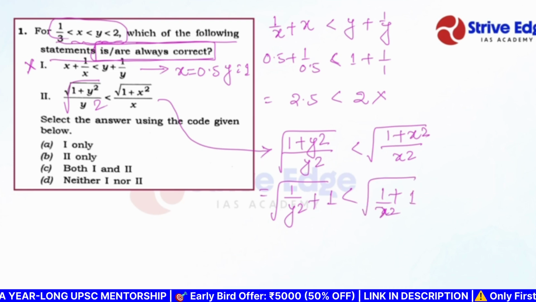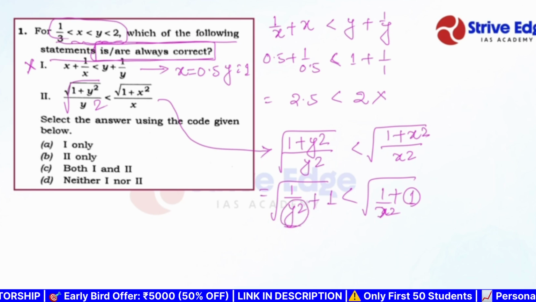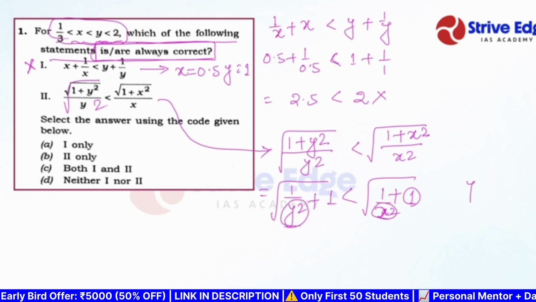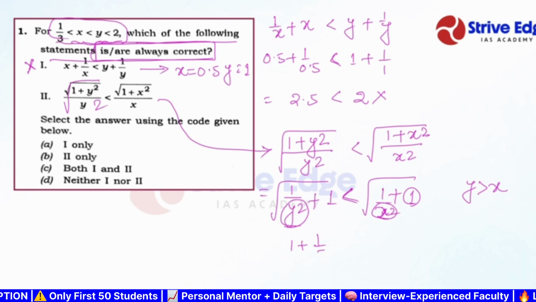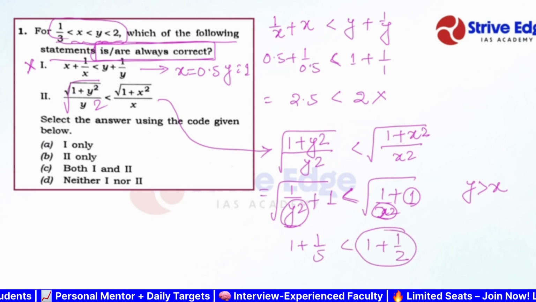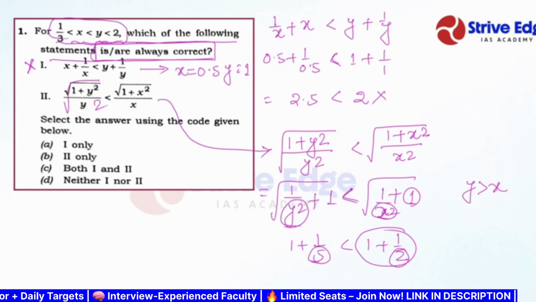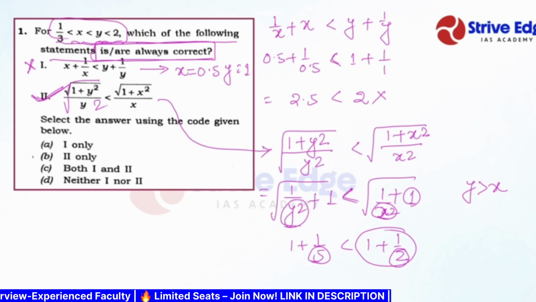So you can see here both are the same, 1 is common, everything is common. This value is going to decide. If it is given that my y is greater than x, in that case we can clearly say that this relation is satisfying. For example, if I am writing, let's say, 1 plus 1 by 5 and 1 plus 1 by 2, this value is more, because this denominator is going to decide which one is bigger and which one is smaller. So my second statement is absolutely correct. So my answer is B.